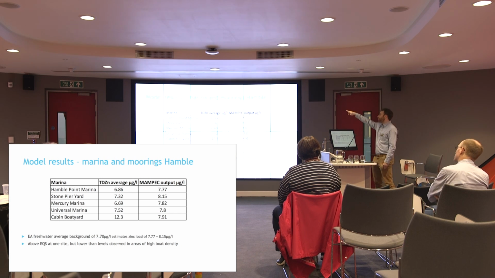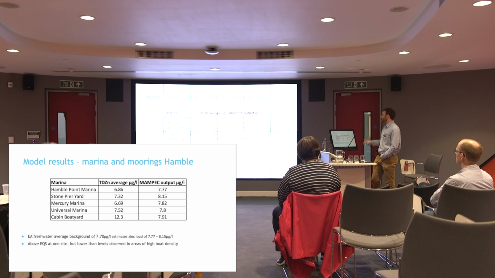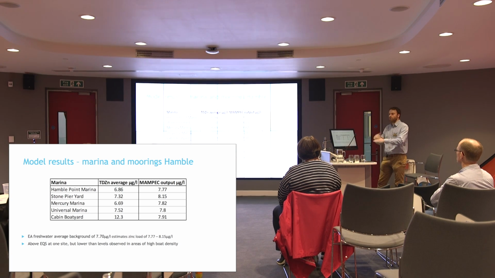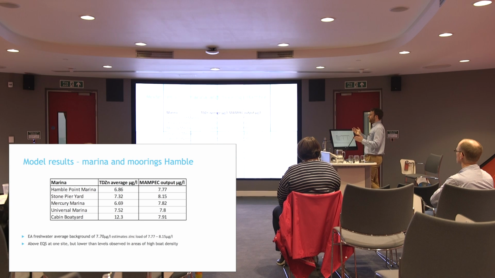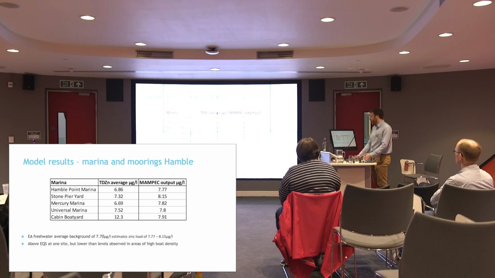At the mouth, for example, we got a total result average of 6.86 microgram per litre at Hamble Point Marina, and we're getting an output of 7.7 from the model. And in areas upstream, we're getting an average of 12.3 and an output from the model of 7.91. So this shows that in areas of high boat density, the model is currently predicting too low. Therefore, further work needs to be done on this. With this model, you only put in details for certain marinas, but upstream the estuary is essentially one large marina. You're not taking into account the effects of the other marinas and the water washing through them. So as I said, further work is needed on that to get a proper output from this.